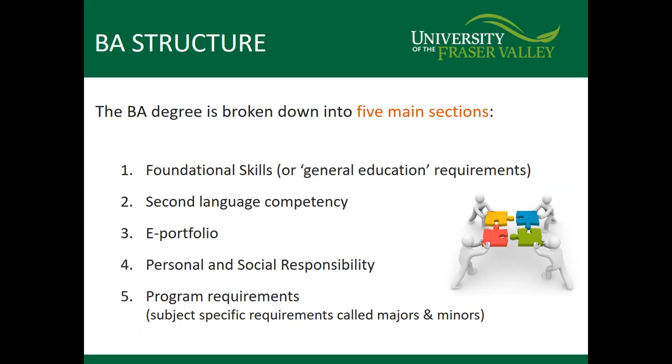So beyond just looking at number of credits and number of courses, there are sections within the degree. So there's 5 main sections that it's broken down into. All 5 of these are requirements every single Bachelor of Arts student has to meet. So the foundational skills, or the general education requirements, that's something we're going to be talking about today, as well as number 5, the program requirements. And this relates more to subject-specific requirements called majors and minors, which you've probably heard of before.